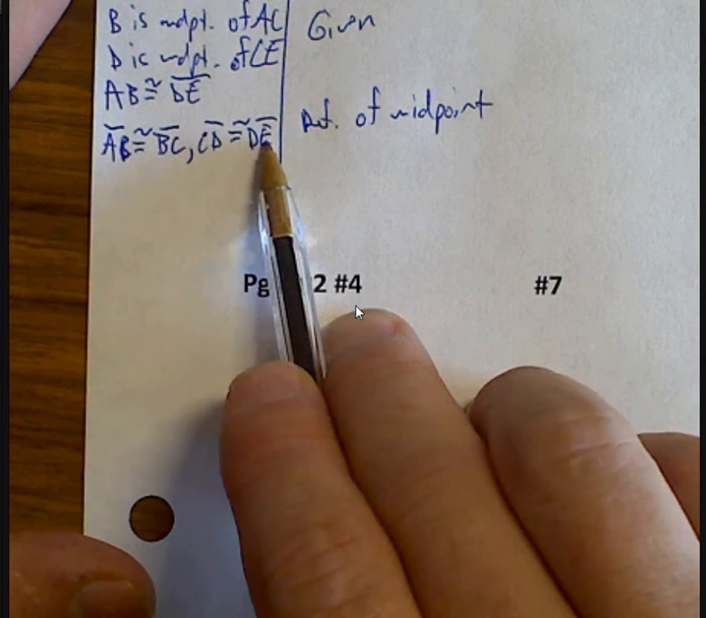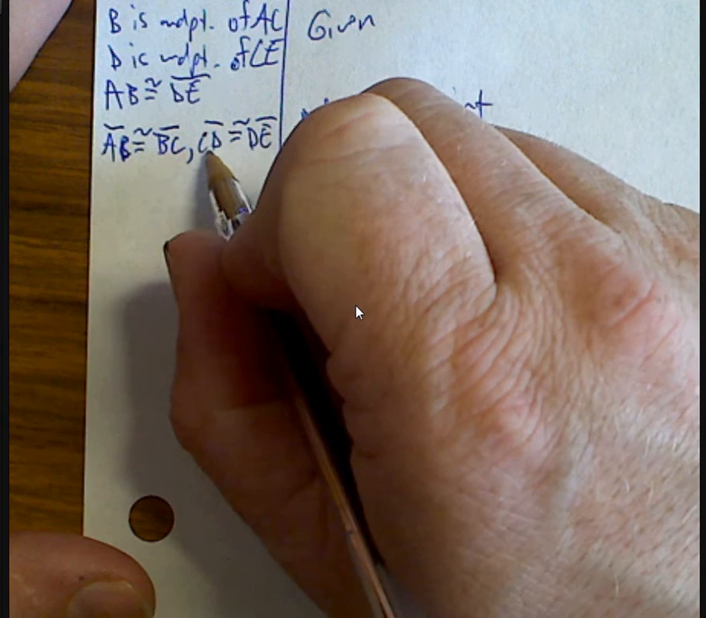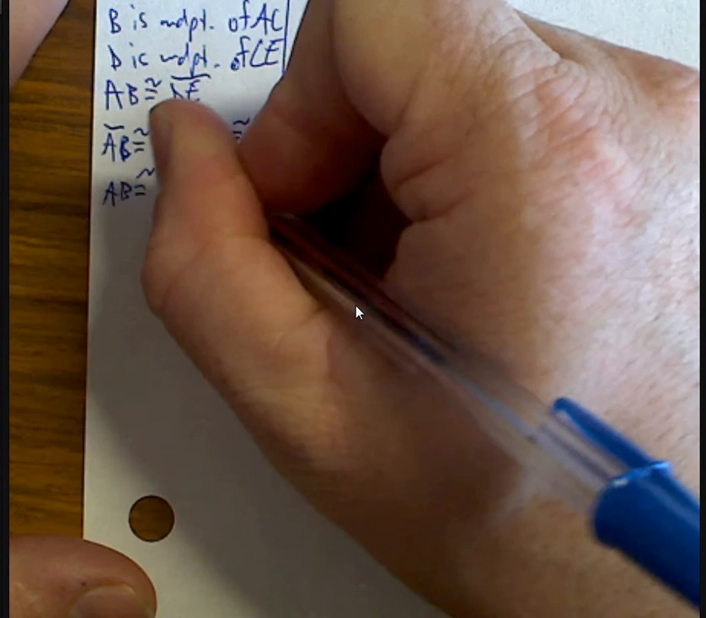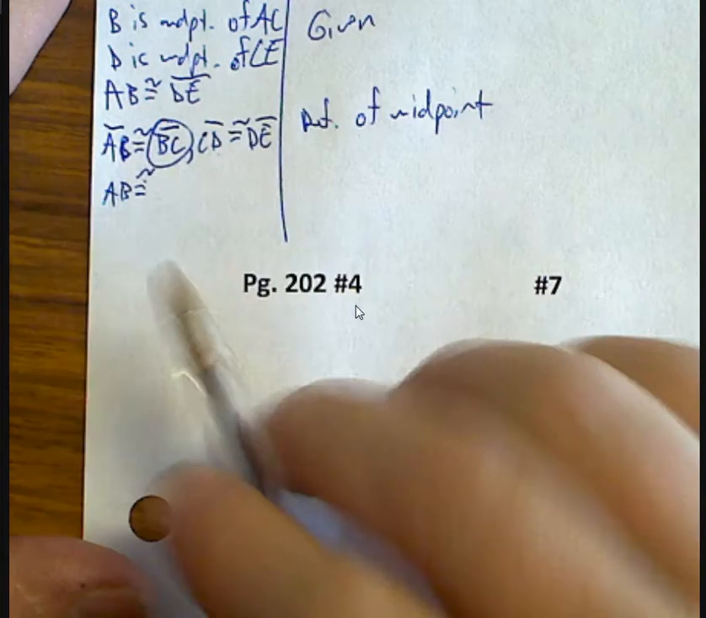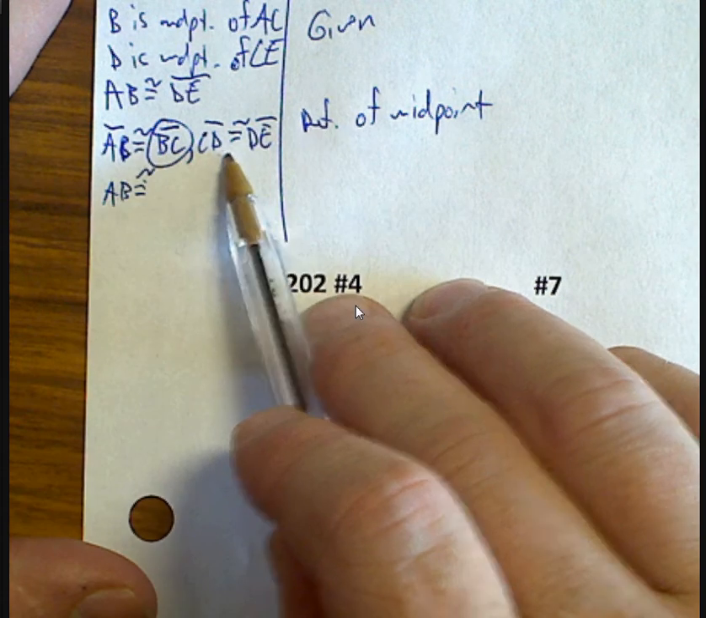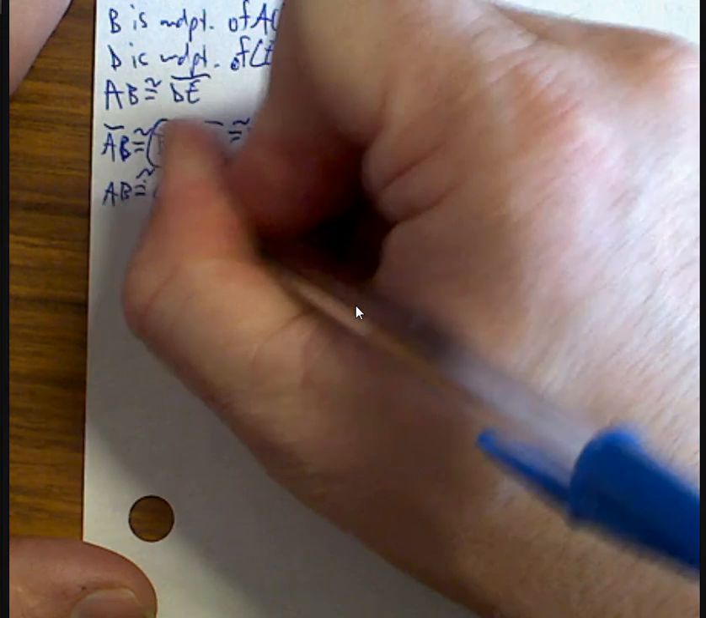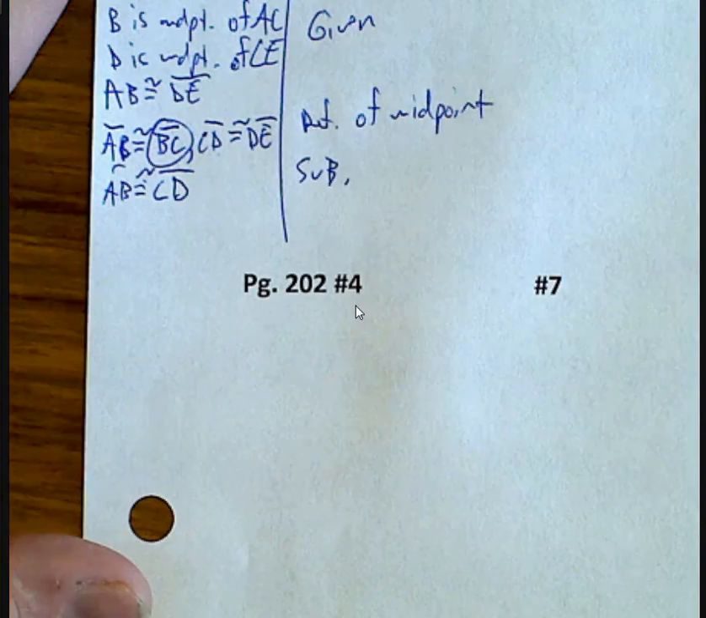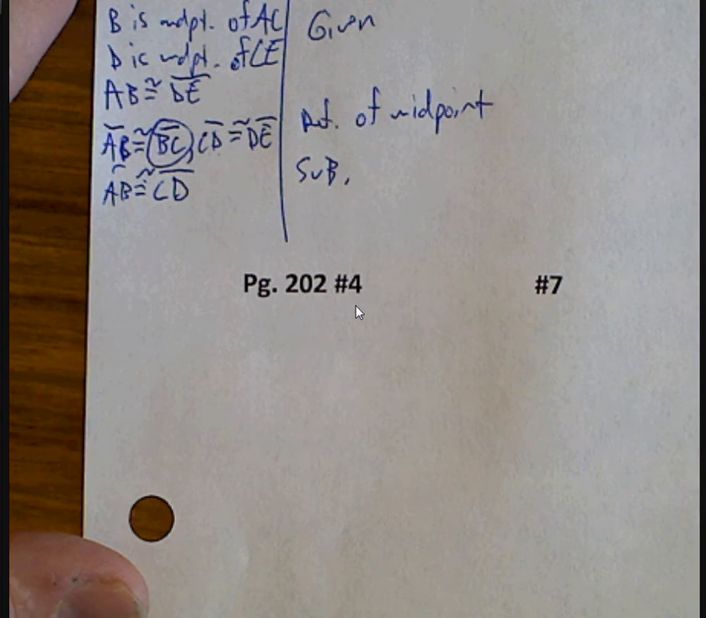So I know that AB is congruent to DE. So if AB is congruent to DE, then I know that AB is also congruent to CD. And this is substitution is what I did. So I actually know that all of these are the same. That's what I just proved.